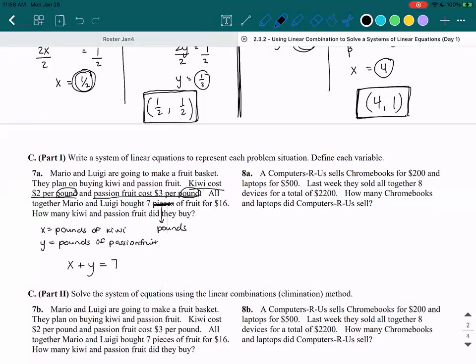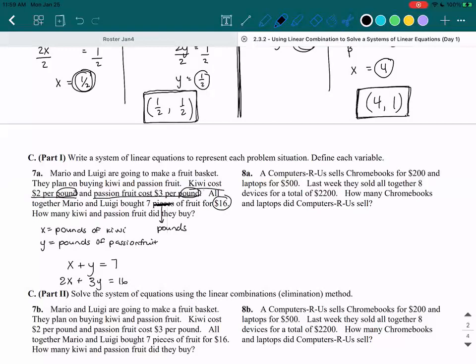Okay, and then in order to calculate for the $16, let's see how much money they spent. So for kiwis, it's $2 per pound. So $2 multiplied by the pounds of kiwi plus passion fruit costs $3 per pound. So it's $3 multiplied by the number of pounds. And so in total, that will give us $16 of cost. So we got X plus Y equals 7 to represent how many pounds they bought in total. And then the 2x plus 3y equals 16 to represent how much money they spent in total.